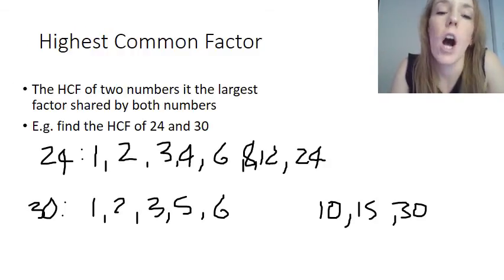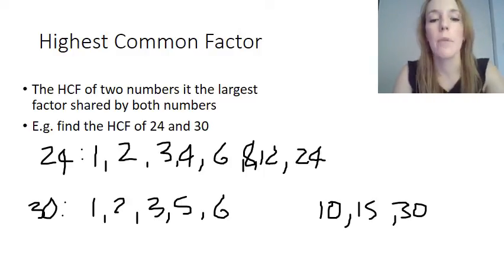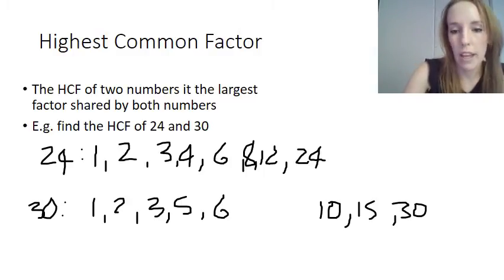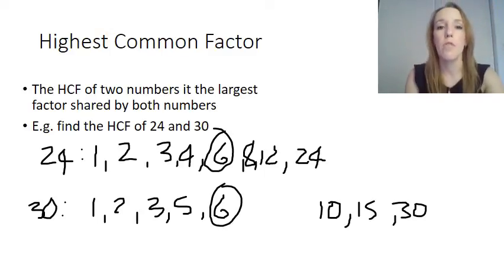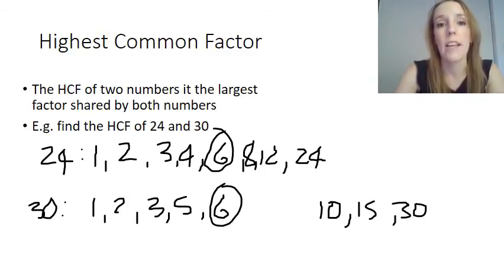So then we can find our highest common factor. So what number do they both share? So if we look here, they both share 6. So we can say their highest common factor of 24 and 30 is 6.